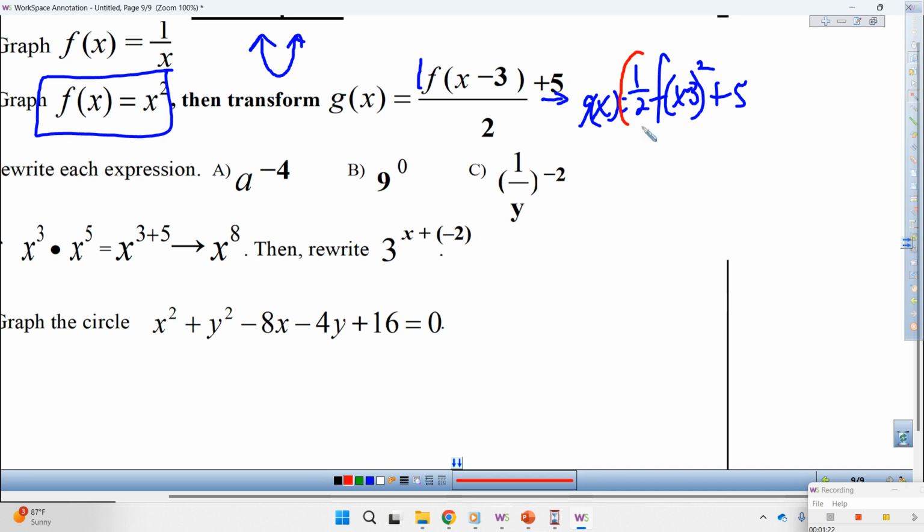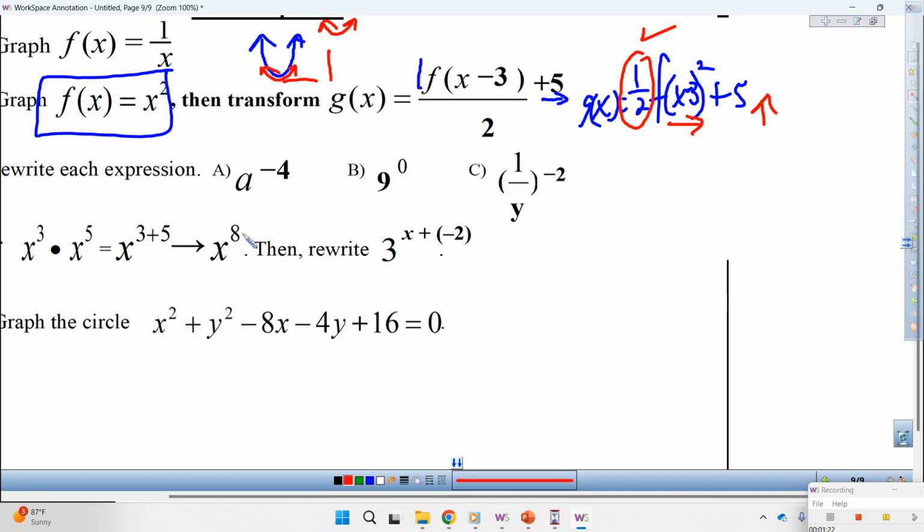First of all, if there's a 1/2 for a, tell your neighbor what happens to our original function according to that 1/2 in the front. What happens to our original function? All right, let's go with Joseph. It compresses, that is correct, so it becomes a little itty-bitty function like this. But then we need to move it 3 to the right and 5 up. 3 to the right, 5 up, so we end up with a little function up here.